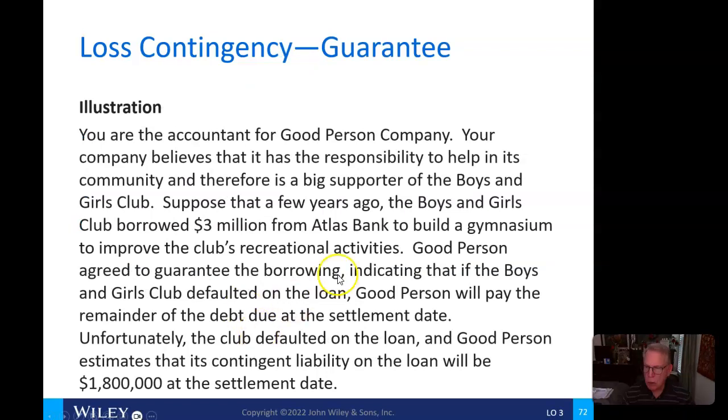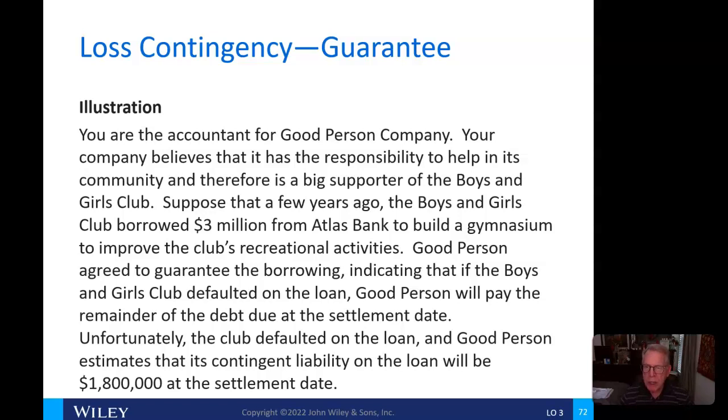All right, let's take a look at an illustration. You're the accountant for Good Person Company. Your company believes that it has a responsibility to help in its community and therefore is a big supporter of the Boys and Girls Club. Suppose that a few years ago, the Boys and Girls Club borrowed $3 million from Atlas Bank to build a gymnasium and improve the club's recreational activities.